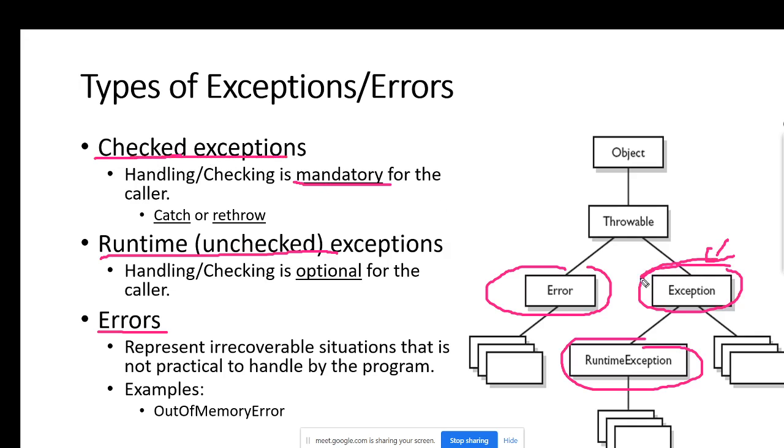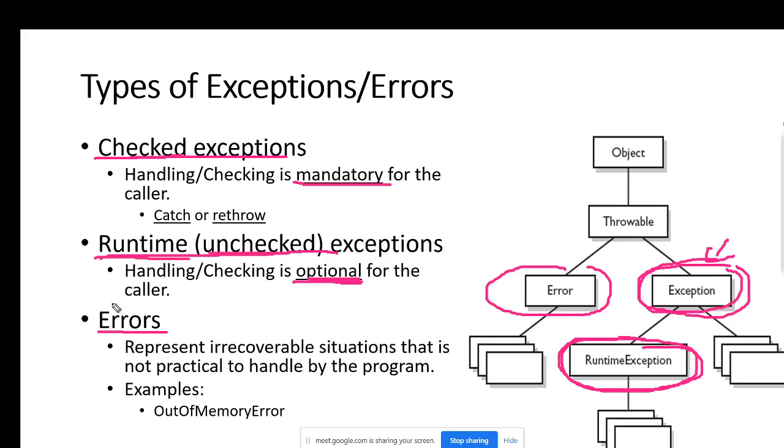Then we have something called a runtime or unchecked exception. The only difference between a checked exception and an unchecked or runtime exception is that with a runtime or unchecked exception, the handling or checking is optional. If we want, we can handle it. If you don't feel like it, since it's not a must, we can just omit it. That is why we call it an unchecked or runtime exception. Anyway, these things will be clear when we are doing some coding examples.